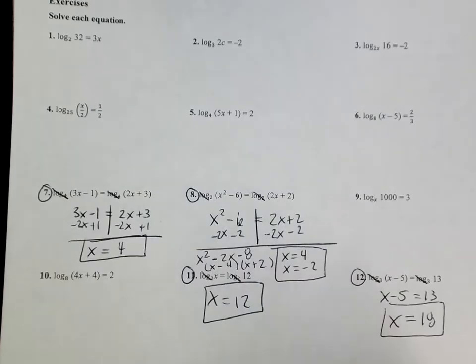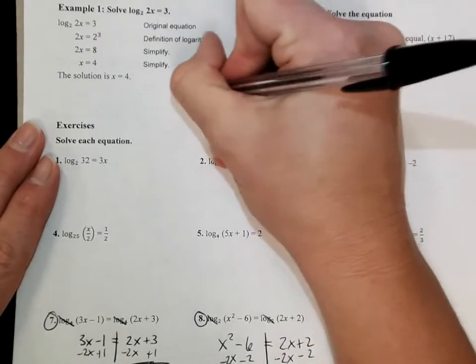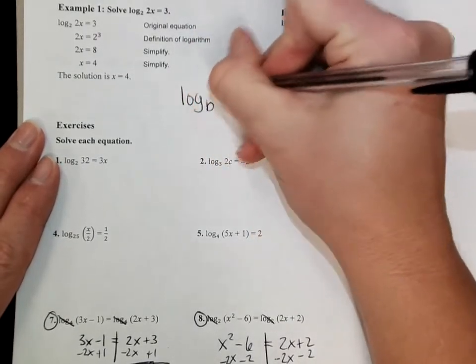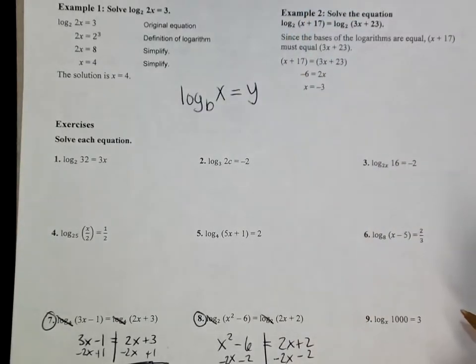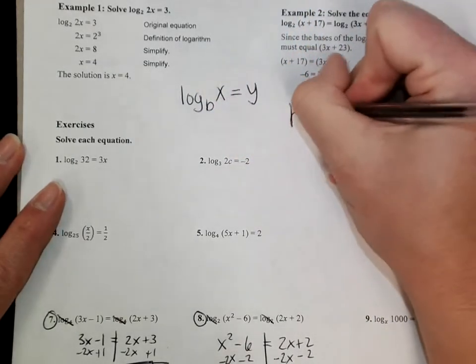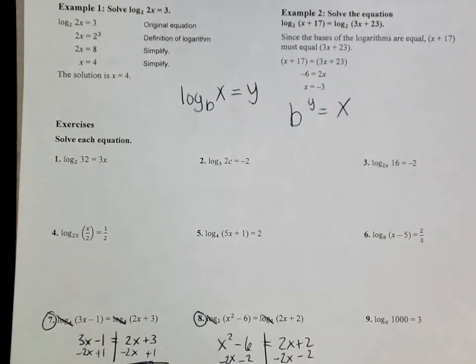Pretty simple there. For the rest of your equations, when you don't have two logs, on every one of them your first step needs to be to rewrite it so it's not a log anymore. To do that, I'm just going to remind you a little bit. If I have log base b of x equals y, then I rewrite it: the little number becomes the big number, and the other two switch places.